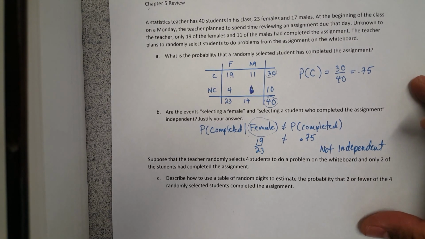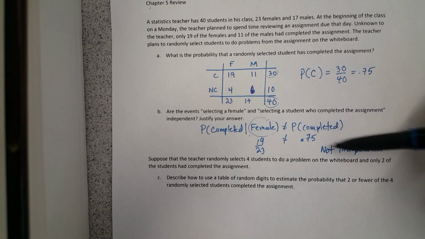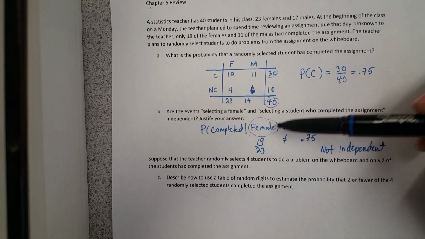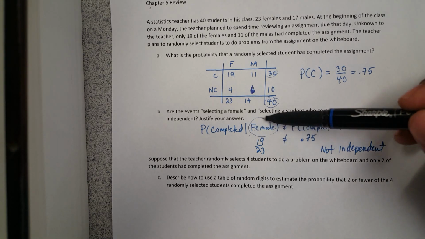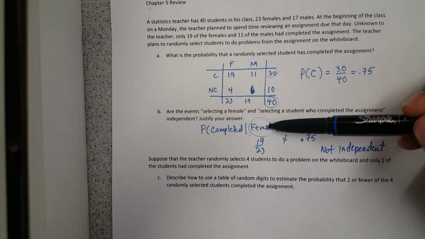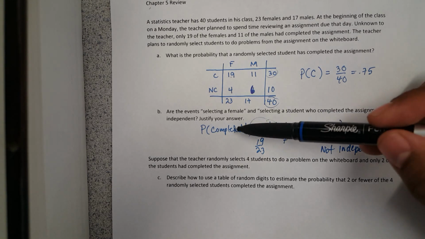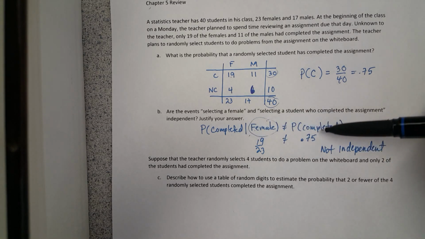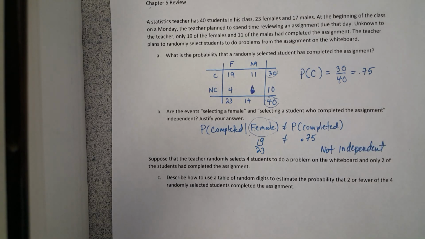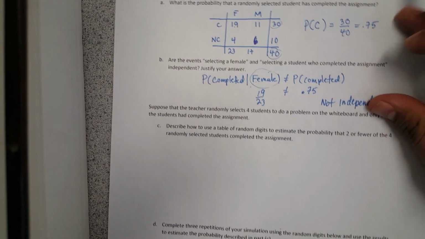What's important to know is that since they're not independent, we can tell that if he chooses a female, then the chances of her completing it are higher than if you chose a male. That's why they're not independent. Okay? Alright, let's look at the next one.